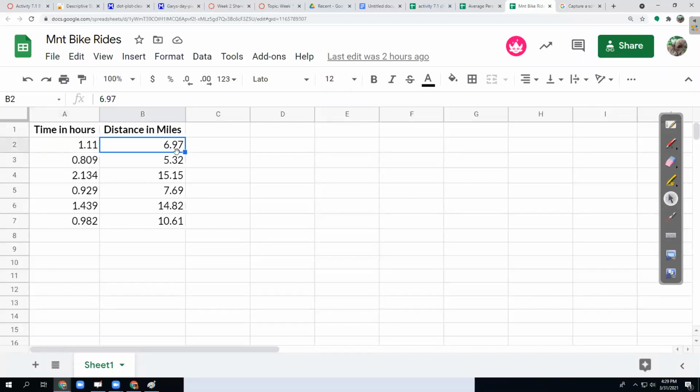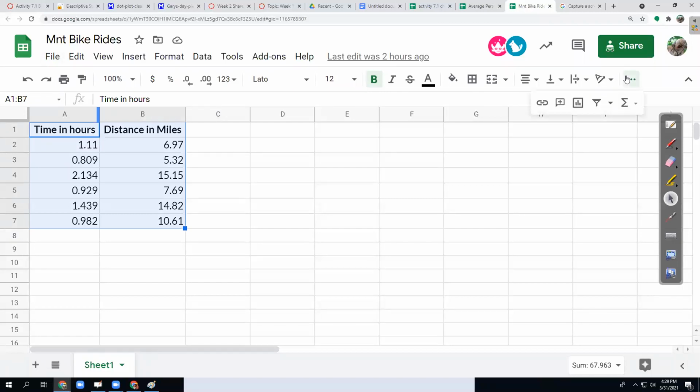And then the distance I traveled. That 6.97 means I went almost 7 miles for that ride. If I take both of these sets of quantitative data together and graph them as points, where this is the X value and that's the Y value, I get what's called a scatter plot. Feel free to either just watch what I do in this one right here, or make a copy of it.